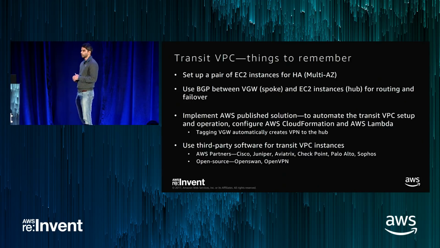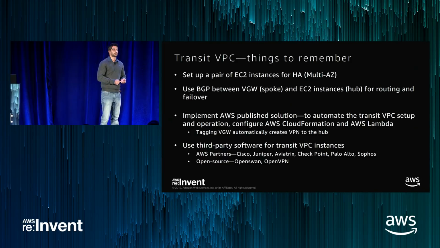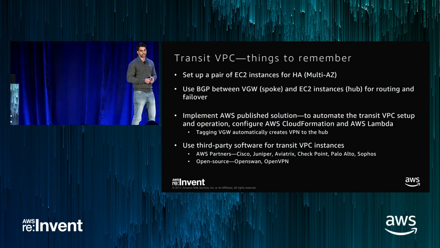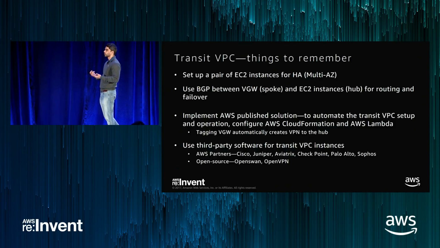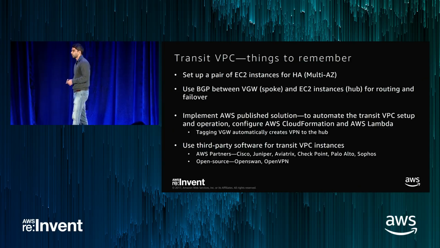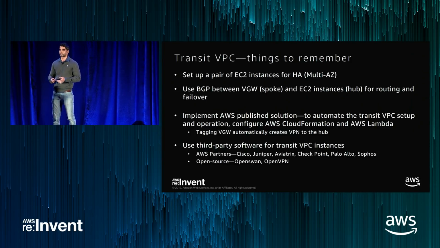We recently published a solution on our website which leverages Cisco CSRs and Lambda functions for automation. So do check that out. Several third-party vendors have similar solutions published, like Cisco, Juniper, Aviatrix. And you can also use open source software like OpenSWAN, OpenVPN to implement something similar.